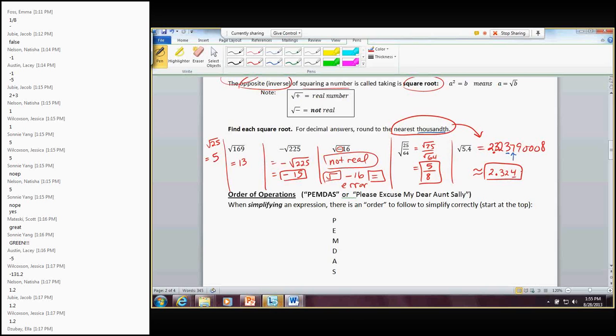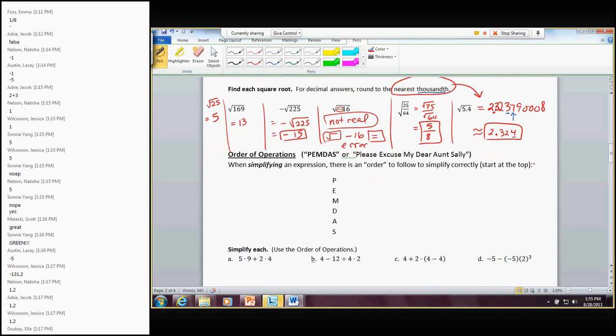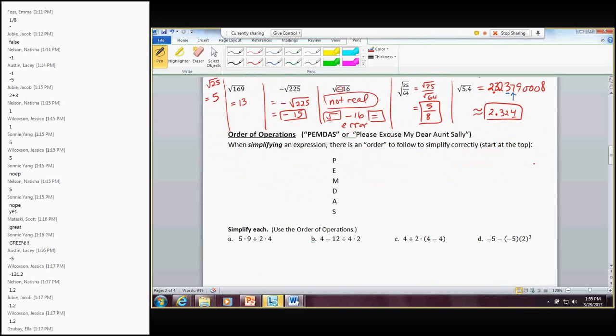Okay, so for your homework, you can do everything up to here in 1.3, 1.4. But if you look at the bottom, once you get to order of operations, it says simplify. You may not be able to do those problems yet. That's where we're going to start tomorrow.